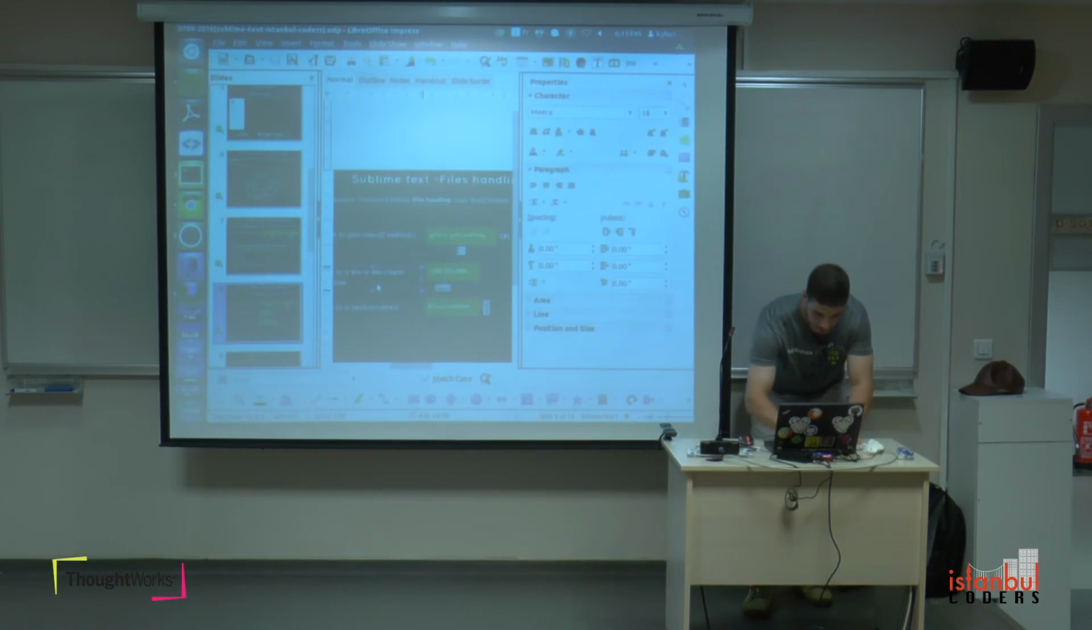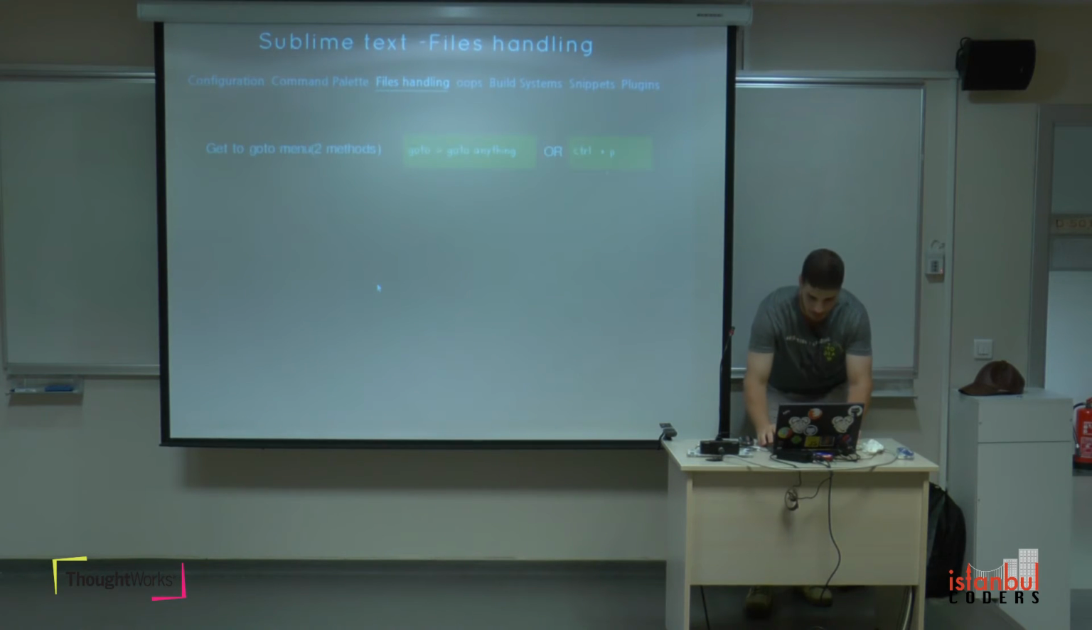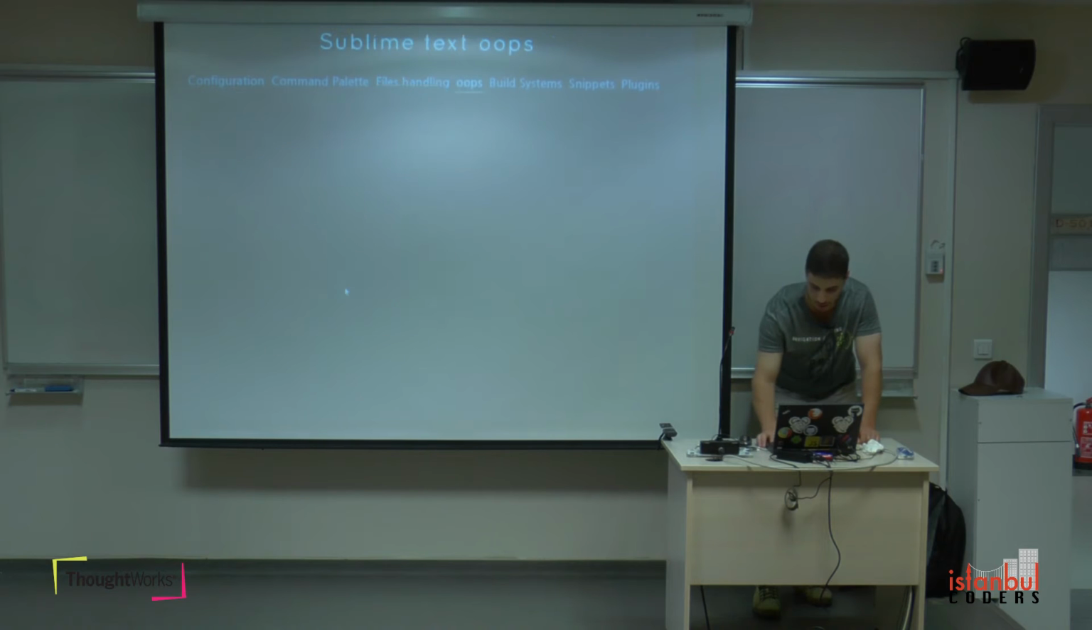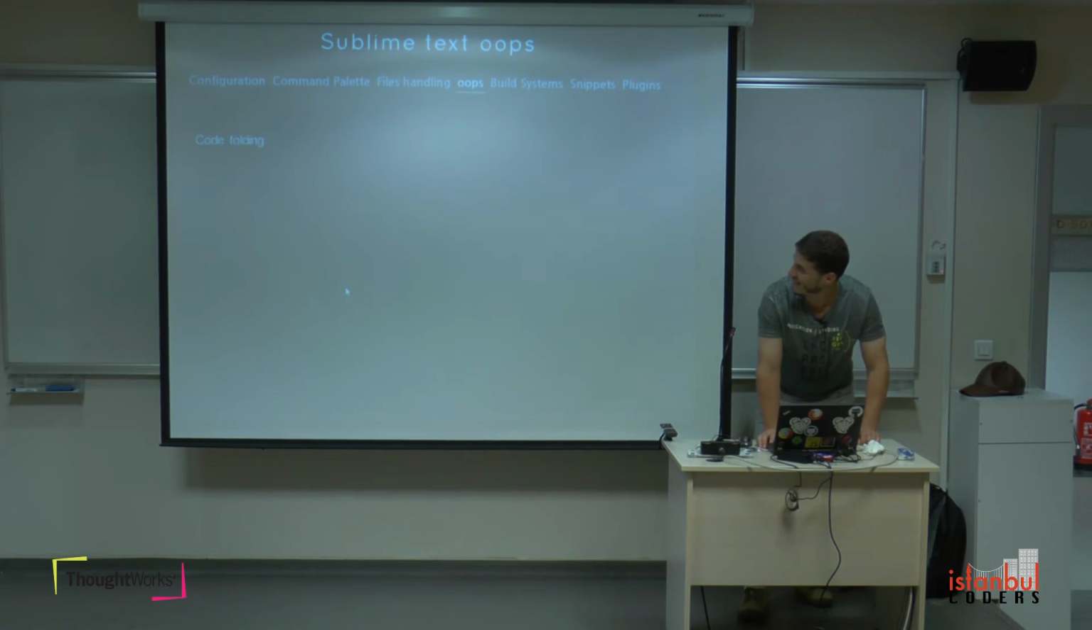Let's move on. We've talked about two methods. We have also, like we said, use the line number, then a colon, then the column number. For example, 2:10. We have also this, go to a function or a method in OOP. So it's like this, at the function name or method name, okay?